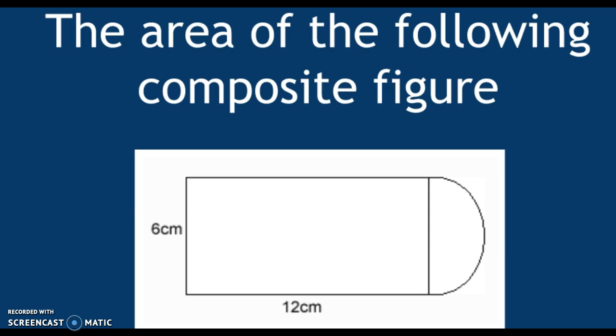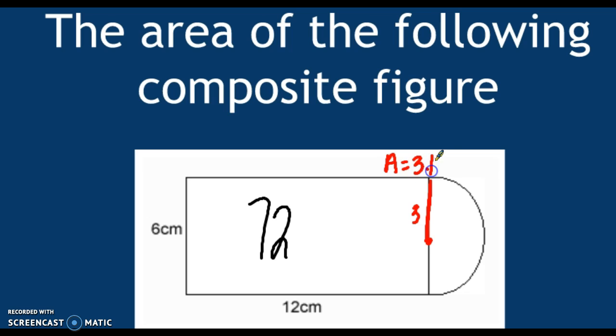Alright, for this one, we have this rectangle that's 6 by 12, and that is 72. Then we have the semicircle. The semicircle has a diameter of 6. So we want to use the radius. Half of 6 is 3.